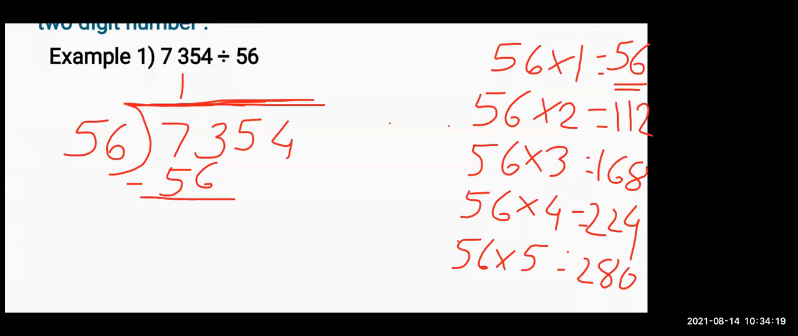Very good. So what we will do? We will borrow from 7. So here it will become 13 and here it will become 6. Now 13 minus 6 is 7. Now 6 minus 5. 6 minus 5 is 1.